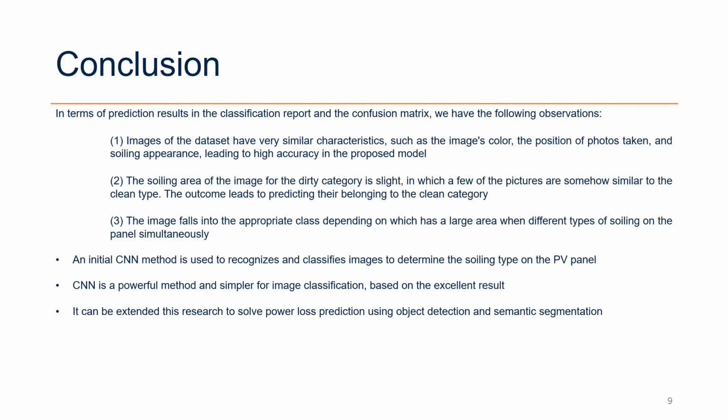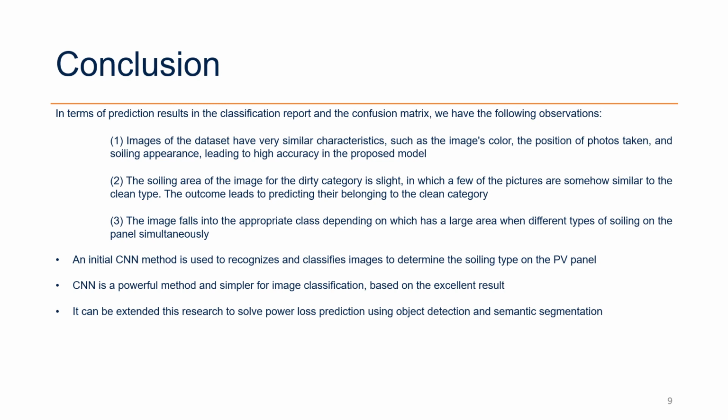Secondly, the soiling area of the image for the dirty category is slight, in which few of the features are somehow similar to the clean type. The outcome leads to predicting their belonging to the clean category. Thirdly, the image falls into the appropriate class depending on which has a larger area when different types of soiling are on the panel simultaneously.